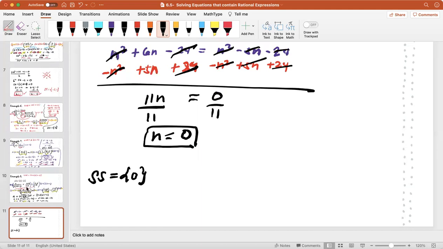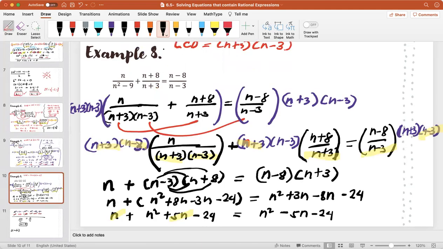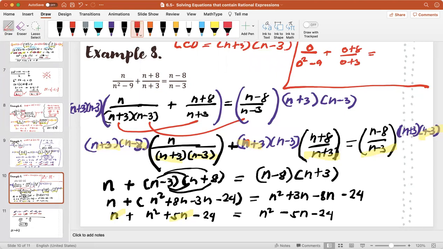You can actually check if that's correct. Let us check, just for the last example, it's up to you if you want to check the first 7 examples. So if n is 0, we simply plug in 0 for n. We have 0 over 0 squared minus 9 plus 0 plus 8 over 0 plus 3 equals 0 minus 8 over 0 minus 3.